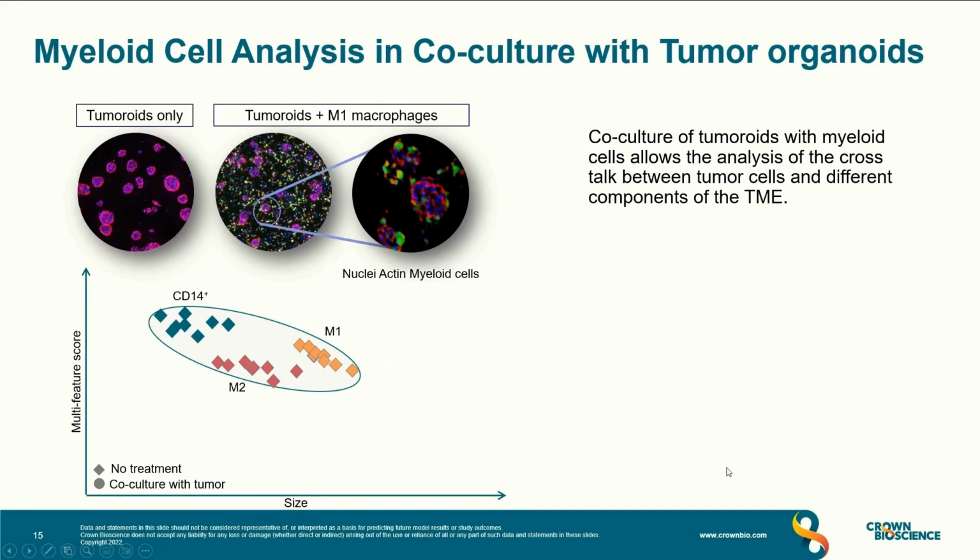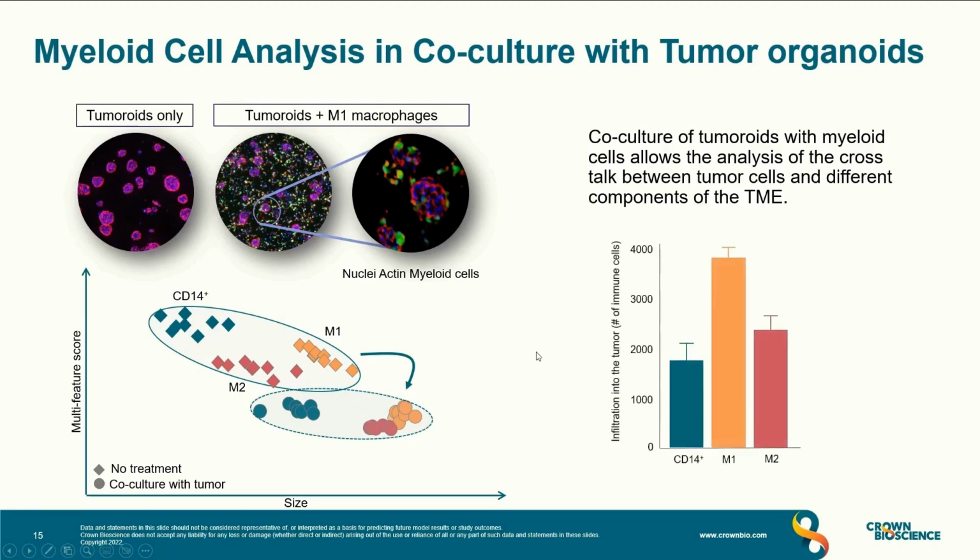If they are in monoculture, and then we start adding tumor cells, we can see that the CD14 positive monocyte population is shifting to a more M2-like state, and that these M2 and M1-like states are moving to a more general in-between state between M1 and M2. So by just adding the different cells together, we can already start modulating the polarization state of these cultures.